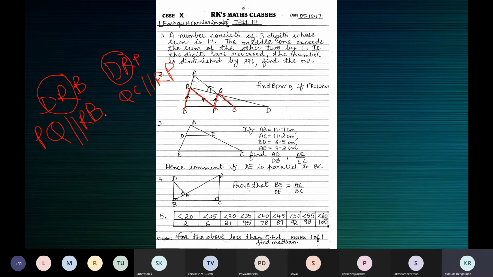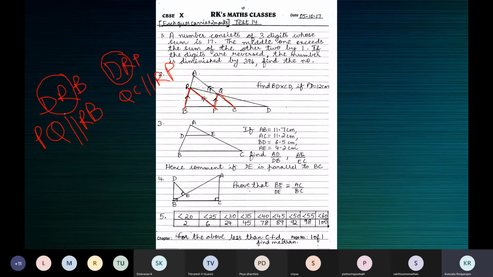See, this is one set of parallel lines, this is the other set of parallel lines. In this triangle, these two lines are parallel. And why have we chosen these two triangles? Because DR is a common side to the two triangles.